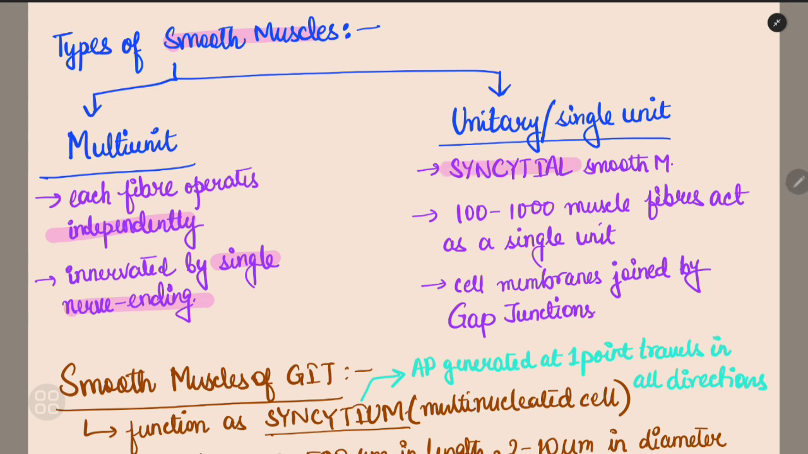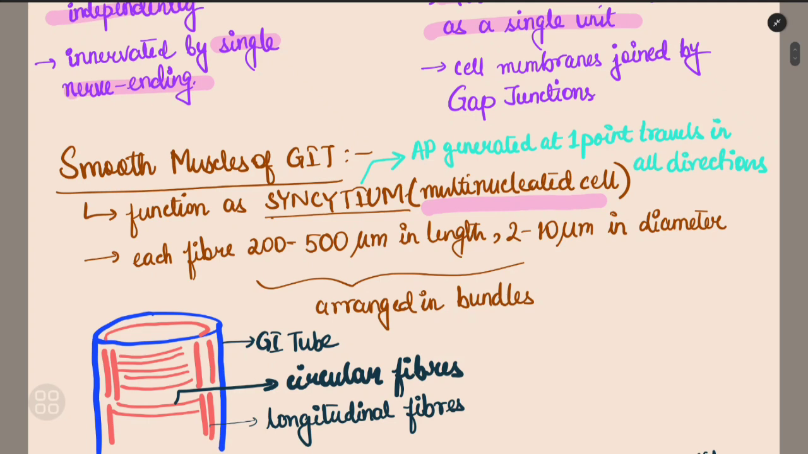What do you mean by syncytium? Syncytium means a cell having multiple nuclei. Whenever we say there is a multinucleated cell, that is called a syncytium. There can be 100 to 1000 muscle fibers acting as a single unit. That's why it is called a unitary or single unit fiber. These fibers are joined by gap junctions, so that ions can flow freely from one muscle cell to the next, and there can also be action potential generation. Now, gastrointestinal smooth muscles function as a syncytium. Smooth muscles of the GIT function as a syncytium.